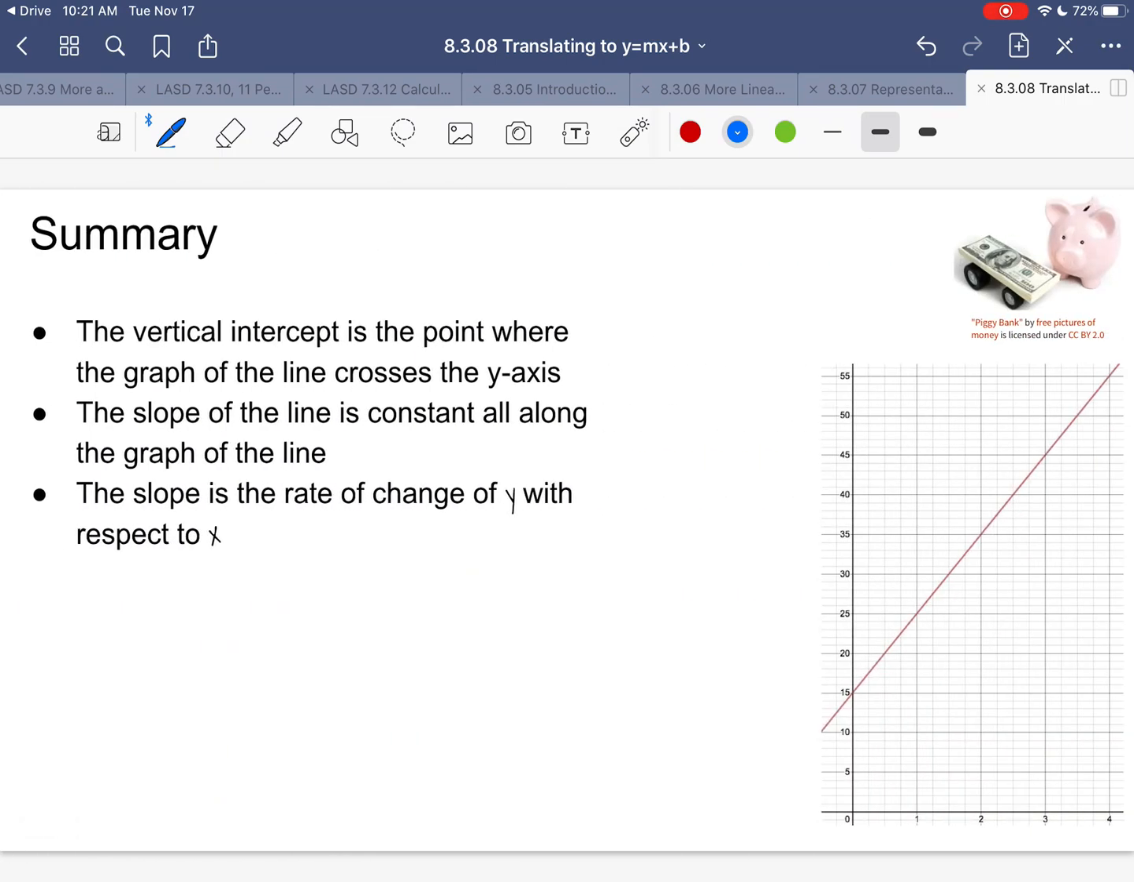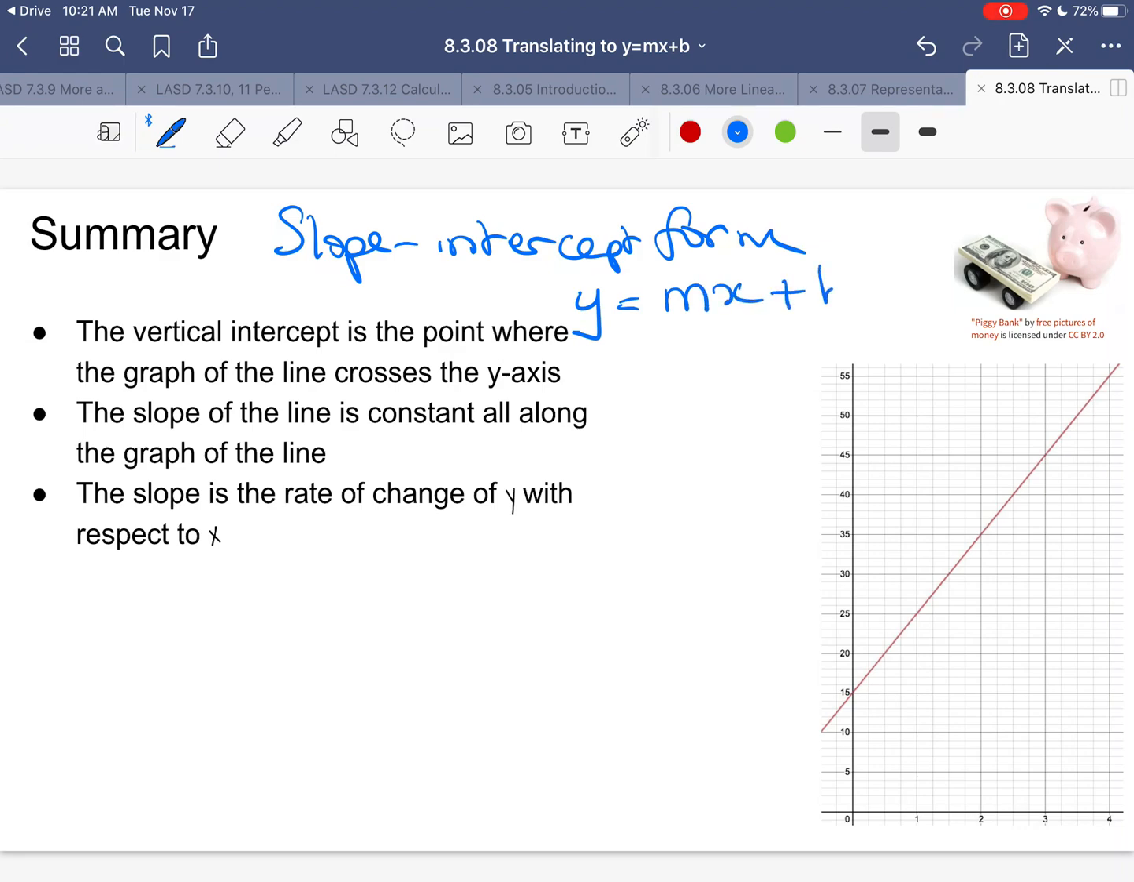So to summarize, slope-intercept form is in the format y = mx + b, where m is the slope and b is the y-intercept.